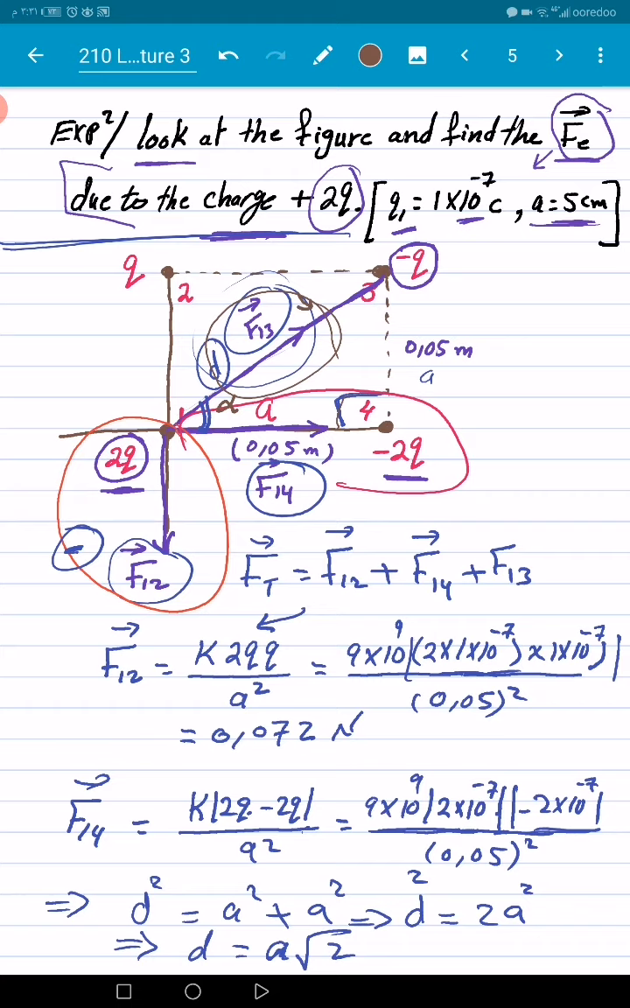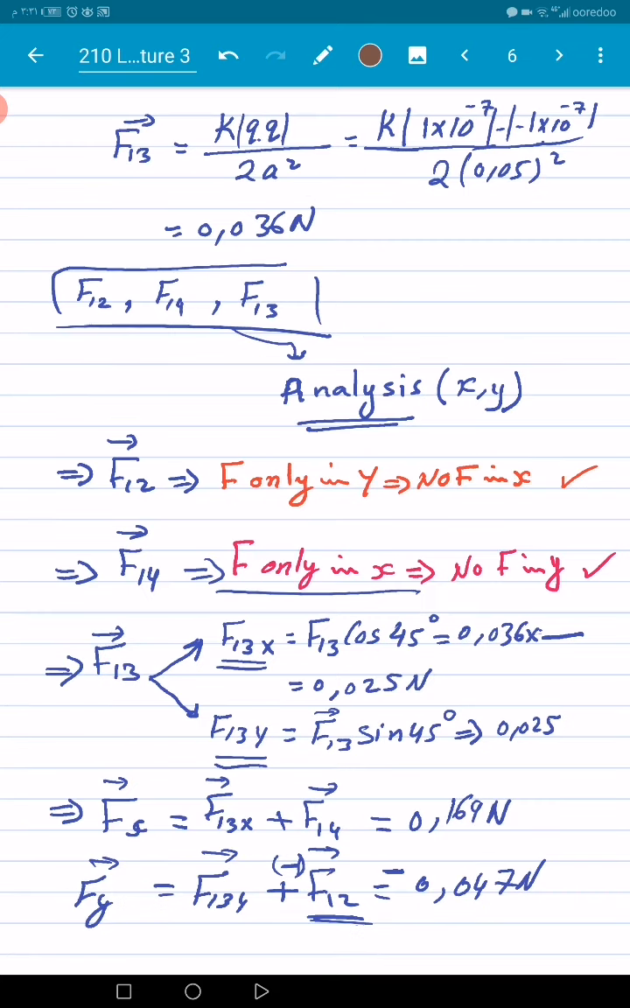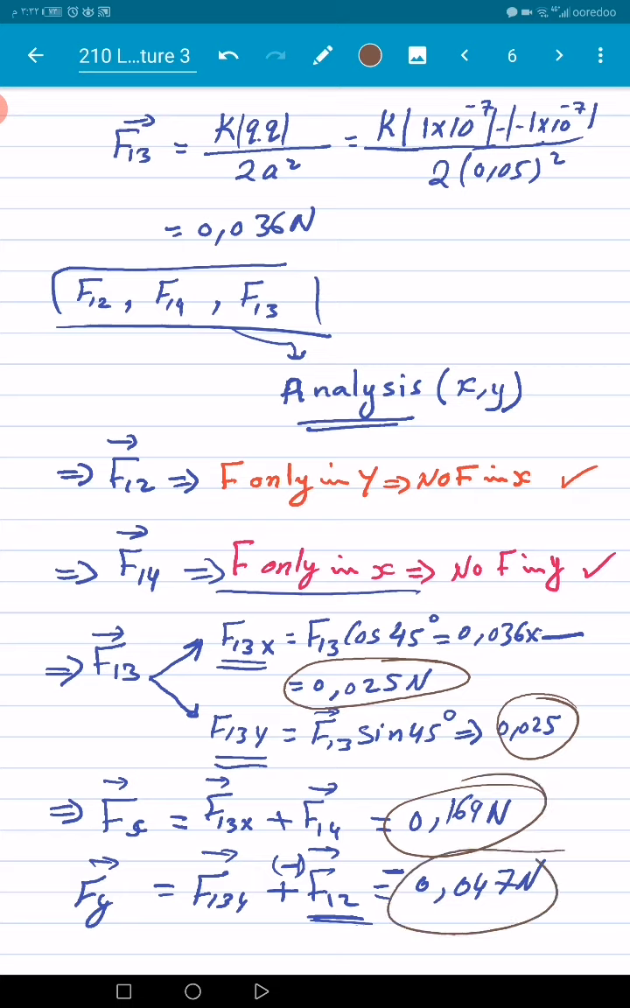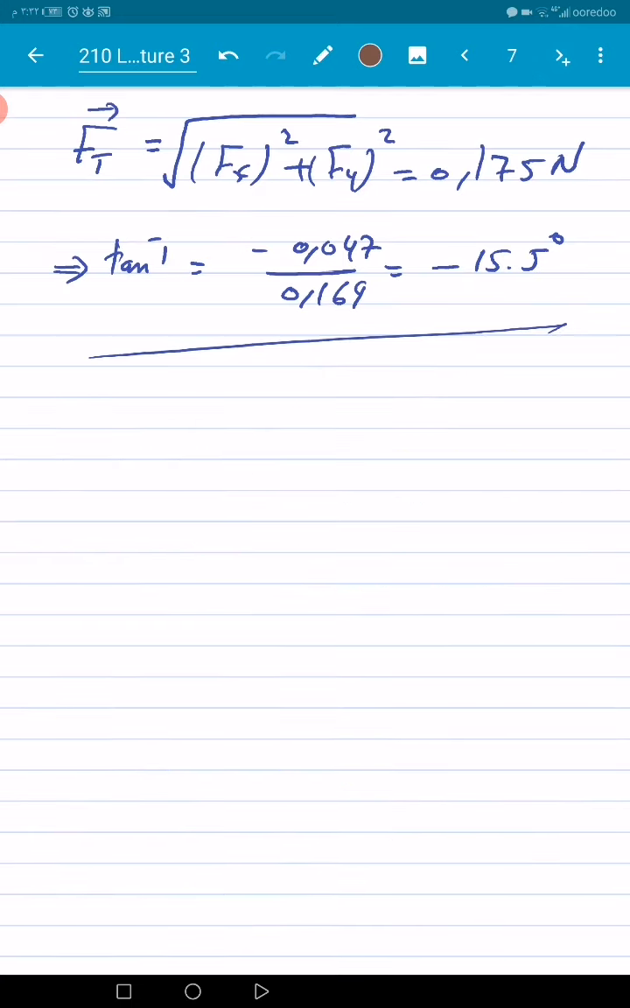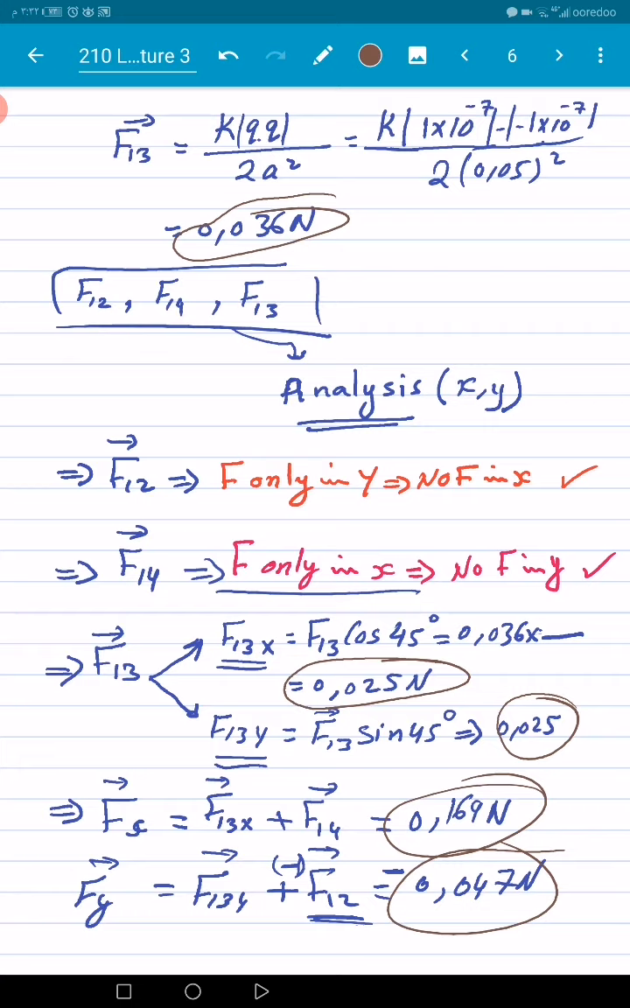The tan inverse of these two values gives you the angle. So please try to check this video, try to check the solution, try to check the final solution, these values, and also these values, and we will discuss it next lecture, inshallah.